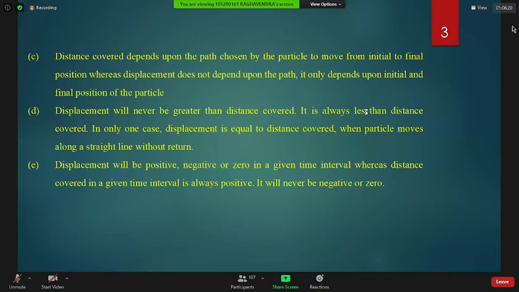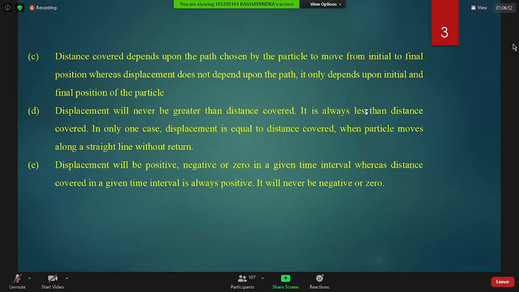One thing more. Distance covered will always be positive, beta. In motion, you can't go backward in time. In Newtonian mechanics, time always keeps increasing. So when time increases and a particle is in motion, its distance keeps increasing. So distance covered will always be positive. But displacement may be positive, negative, or zero.